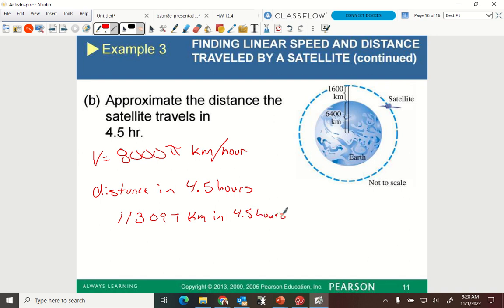So think about it in rotations too. If it takes 2 hours to make one orbit, one rotation around, then in that 4.5 hours it's gone around the Earth more than twice. Quite a bit more than twice, but still, that's 2 whole rotations. And just to let you know, that is a lot faster than the speed of sound.